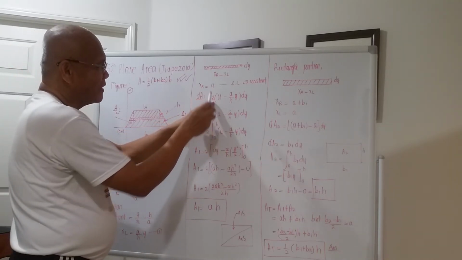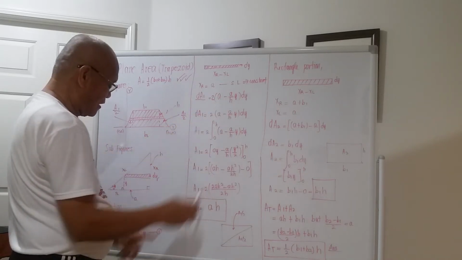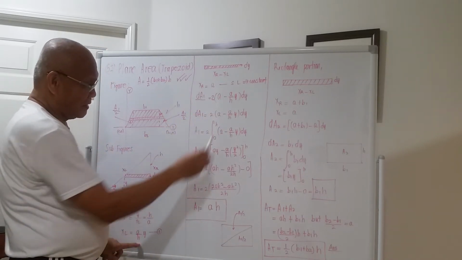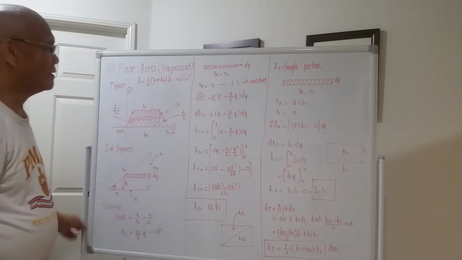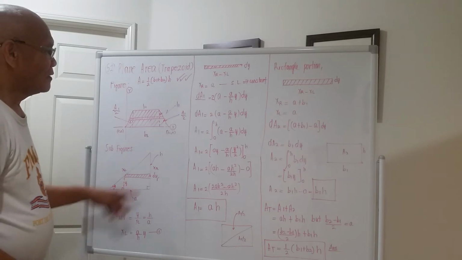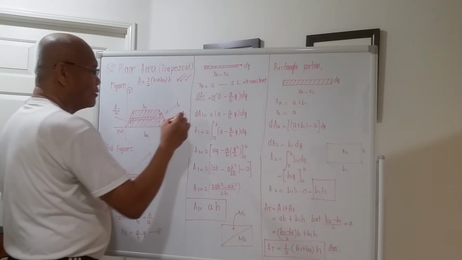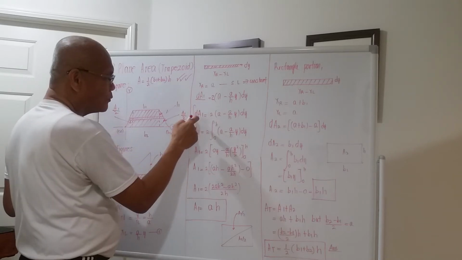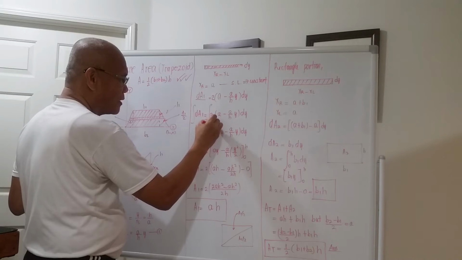Times the quantity xr minus xl. xl is actually this one, a over h y plus quantity, times dy. Okay? Differential area 1 will be equal to this. So if we try to take the integral of both sides, to compute for area 1, take the integral of both sides. This is with the limit from 0 to h.